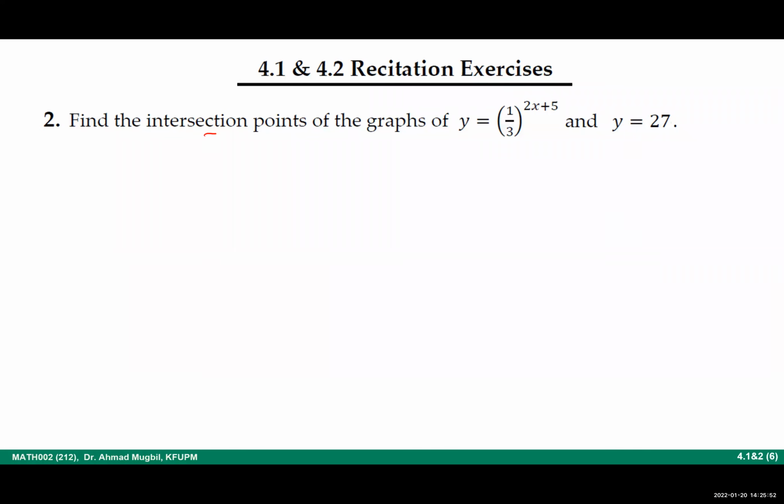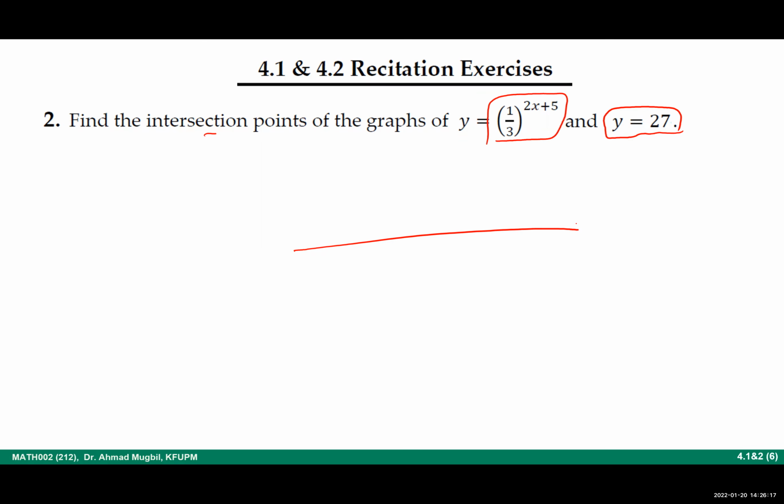Find the intersection points of the graphs of y equals 3 to the power 2x plus 5 and y equals 27. You know this function. What is this function? A horizontal line, okay? And this is what? Exponential. This is a horizontal line, and this is the exponential. Is it increasing or decreasing? We will see that later. How its graph looks, we will see also later.